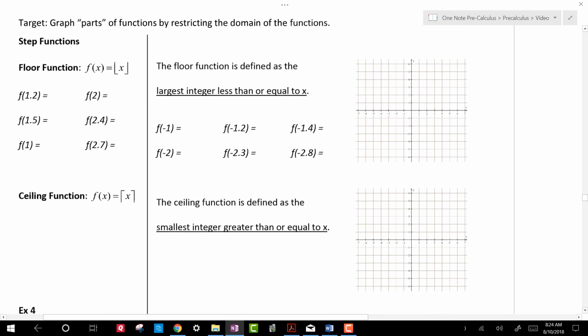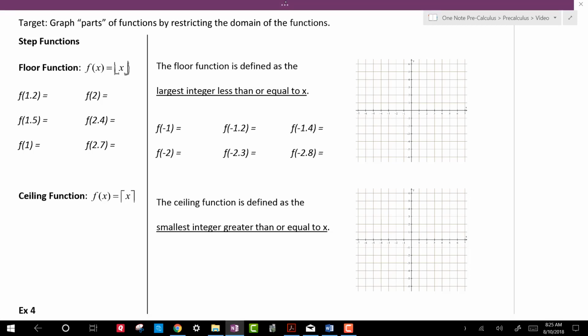So this function here is more or less just to kind of show you that there's some interesting functions out there. This one is called a floor function, and I'm going to talk about this with the ceiling function. The floor function has these little bars that come down and they will kind of wrap underneath the x, and the floor function is defined, and the definition's weird, I always think. The floor function is defined as the largest integer less than or equal to x.